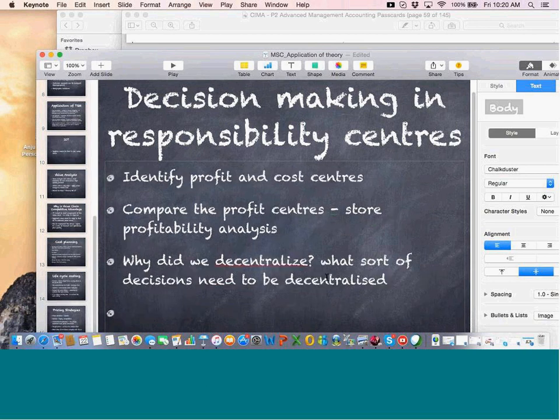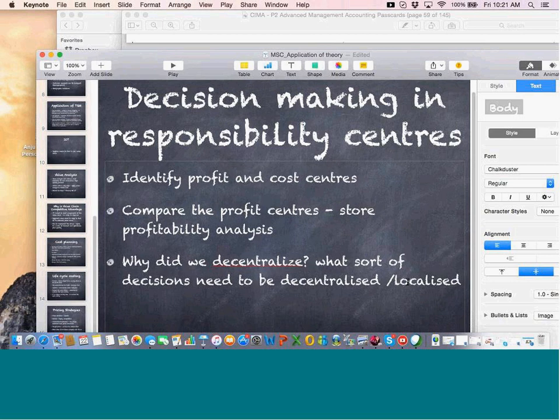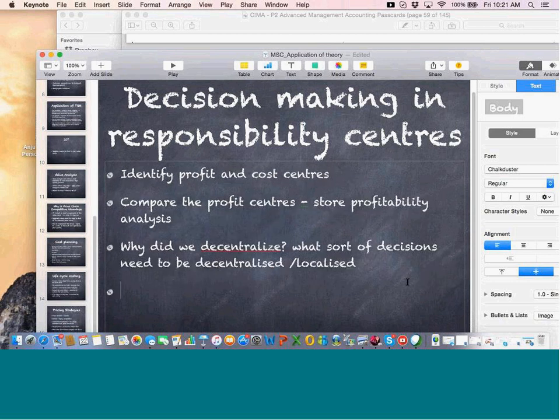I'm looking at why we decentralized. What sort of decisions need to be decentralized and localized? You can decentralize that particular decision making, but you don't have to decentralize the functions as well. Certain functions, which are a root thing, can be centralized. Like procurement?